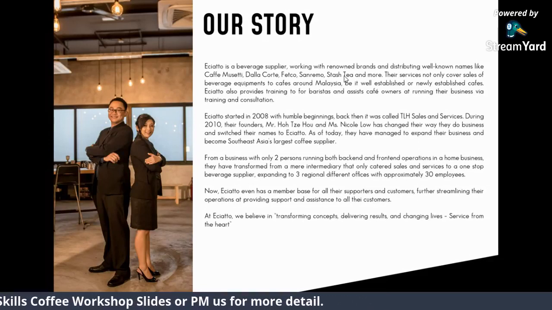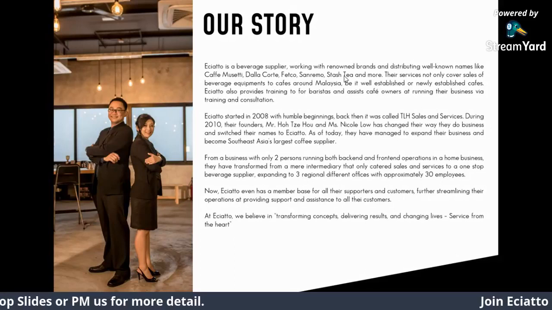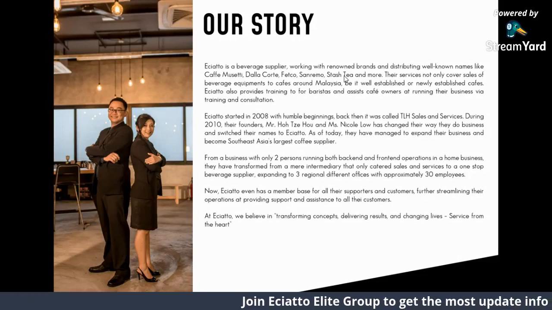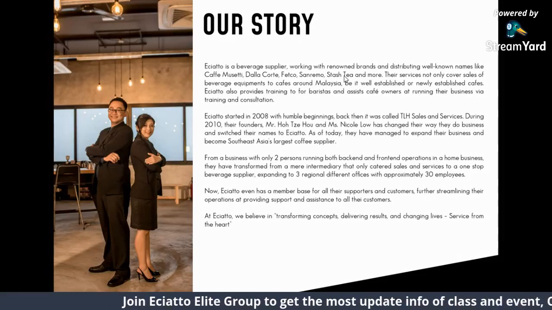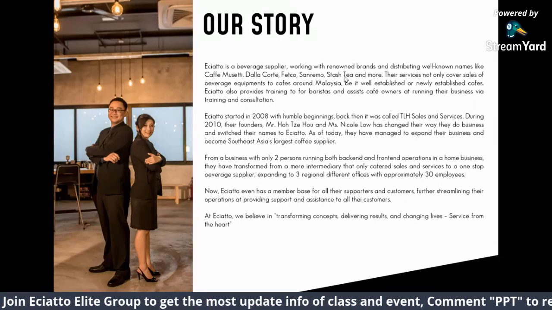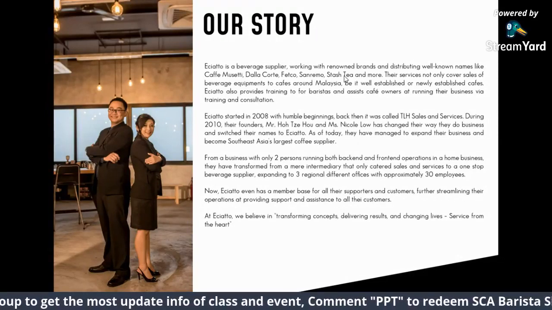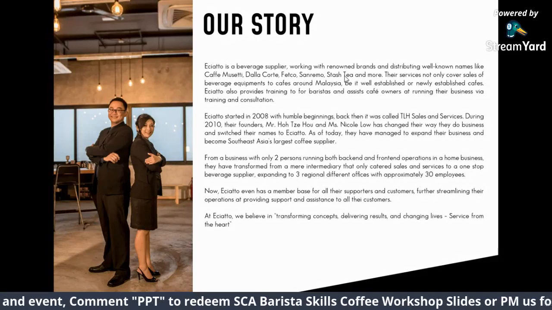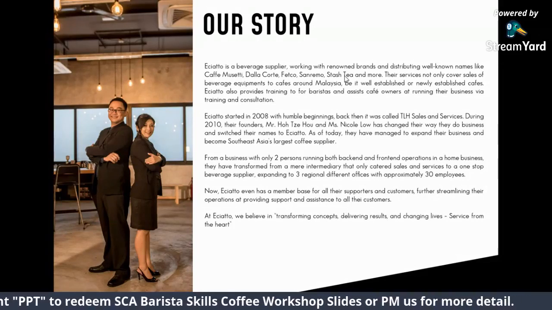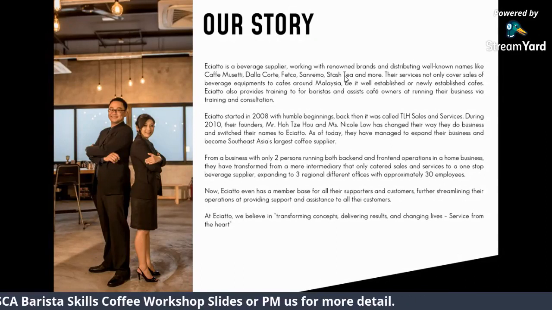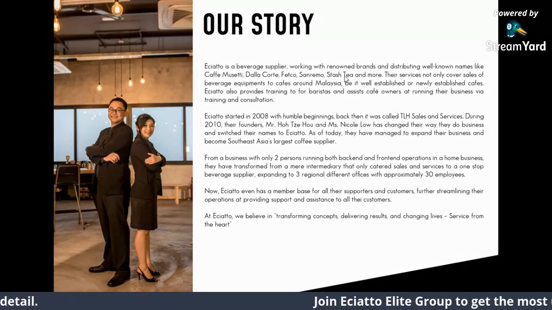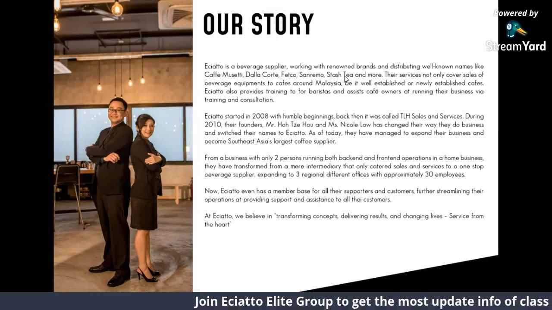Okay, before we go on the main topic of today, let me have a quick introduction of our company. Our company name is Eciatto Group and Beverages. You can have a look at the two lovely persons over there, our founder and co-founder. Eciatto started in 2008. Back then it was not called Eciatto yet; it was TLH Sales and Services. Then in 2010, Mr. Ho and Miss Nicole changed TLH Sales and Services to Eciatto Group, as of today.